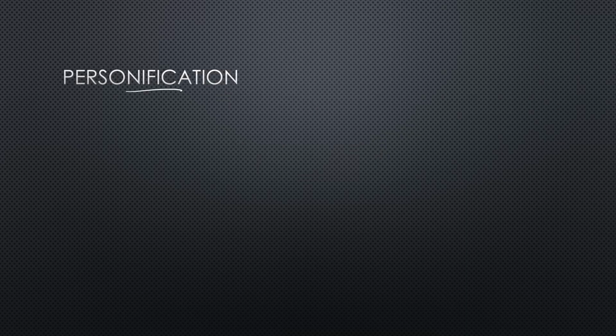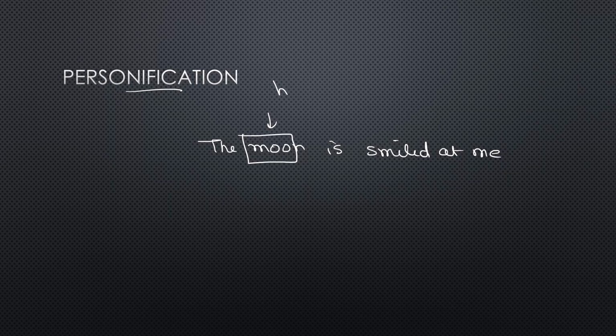Then what have we got? Personification. For example, if I'm saying the moon smiled at me, so what are we doing? We are personifying the moon, which is not a person at all, but we are giving human-like traits to a non-human thing. Then we call it personification. Moon is shown here as if it can smile.